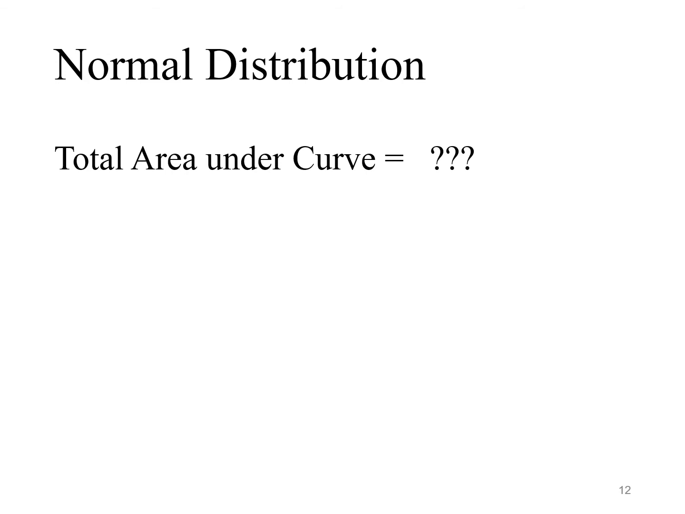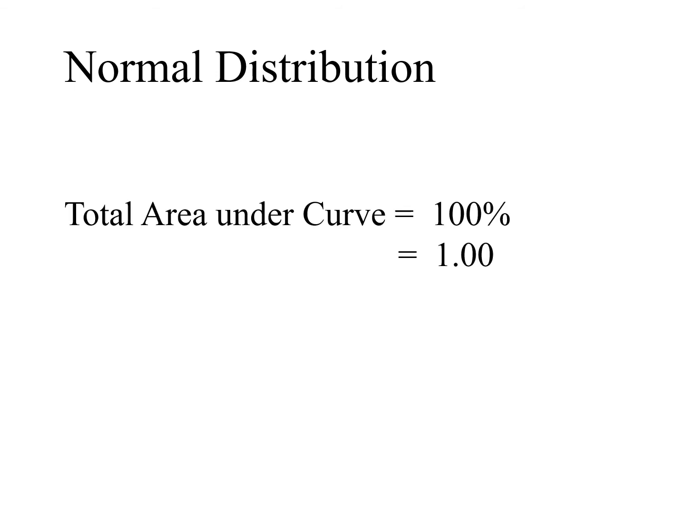Now take a second to think about what the total area under the normal curve would be. And that's right, the total area under the curve is 100% or equal to 1.